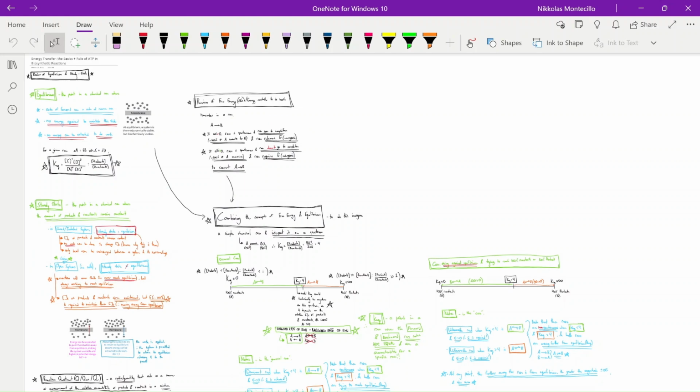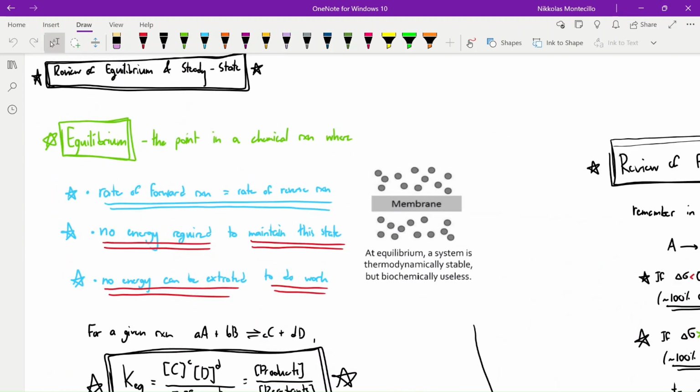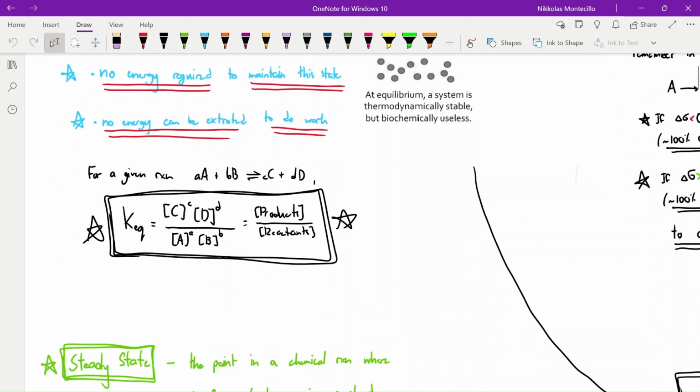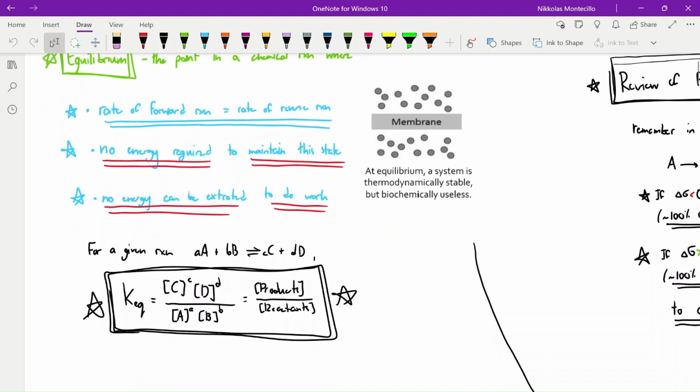So let's first start with reviewing equilibrium and the steady state. So equilibrium is the point in a chemical reaction where the rate of the forward reaction is equivalent to the rate of the reverse reaction. So they're both taking place simultaneously at equal rates. No energy is required to maintain this state, and no energy can be extracted to do work.